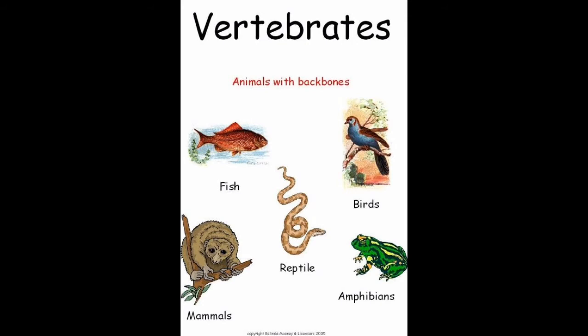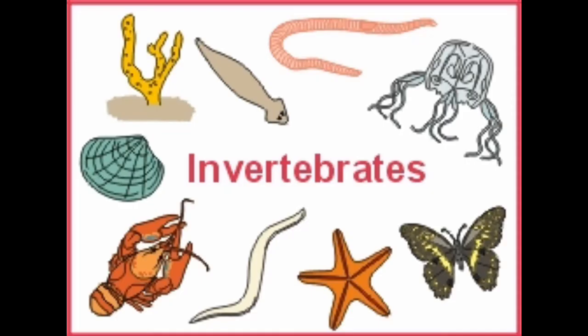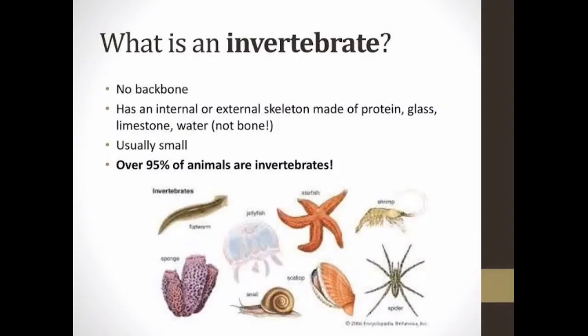Okay, so those who have a backbone are called vertebrates. Example, snake, dog, duck, horse and human beings. Okay, next is invertebrates. Clearly you can understand from this picture, these organisms do not have a backbone. So what are called invertebrates? Animals that do not have any backbone, and have no internal or external skeleton, are called invertebrates. They are usually small and over 95% of animals are invertebrates.